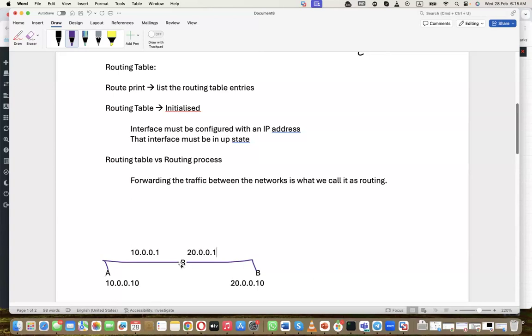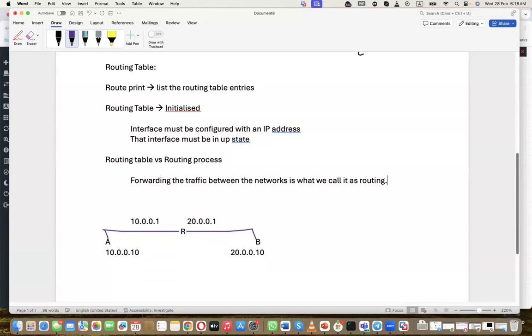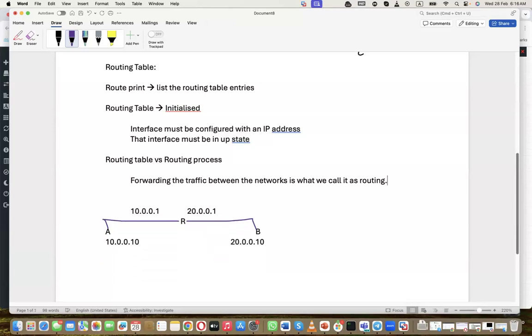Whereas routing is the process of receiving the traffic from one network and forwarding it to another network using the routing table, through the help of a process called IP forwarding. Routing is a different process from the routing table, but in both cases the routing table will be consulted. Is that clear? Is the difference between routing and routing table understandable?